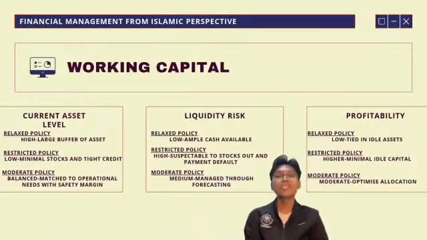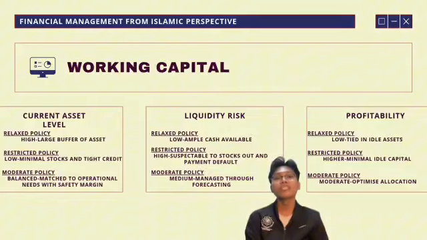Assalamualaikum everyone, my name is Ammar. This slide compares the three working capital policies: relaxed, restricted, and moderate. For current asset level, the relaxed policy maintains high current assets. The restricted policy keeps them low, while the moderate policy balances assets according to operational needs.